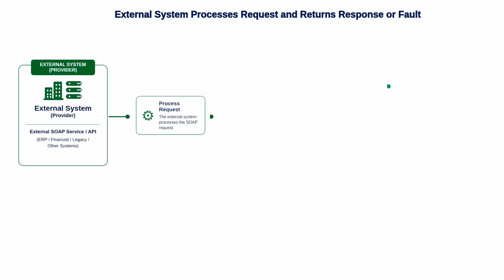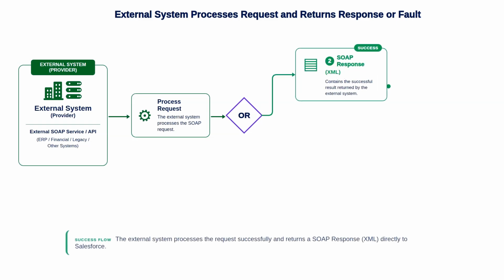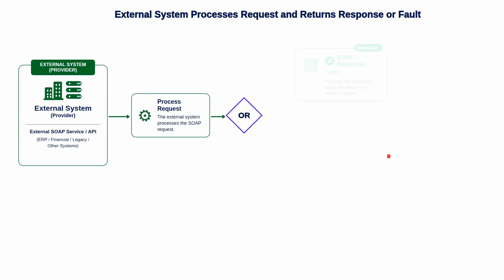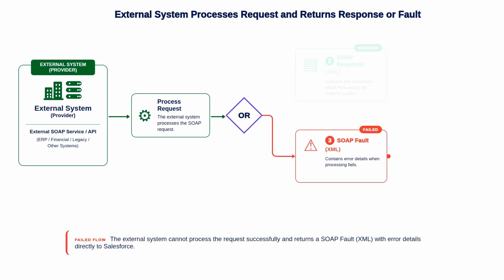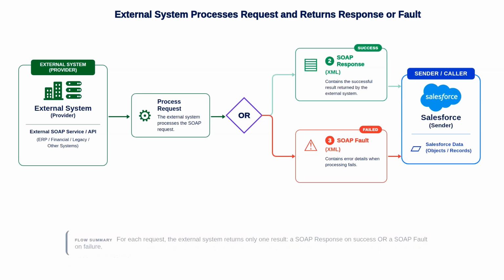The external system processes the request and returns a response or fault. After receiving the SOAP request, the external system processes the request. There are two possible results. If the request is processed successfully, the external system returns a SOAP response to Salesforce. If the request processing fails, the external system returns a SOAP fault with error information to Salesforce. For each request, only one result is returned, either a SOAP response on success or a SOAP fault on failure.